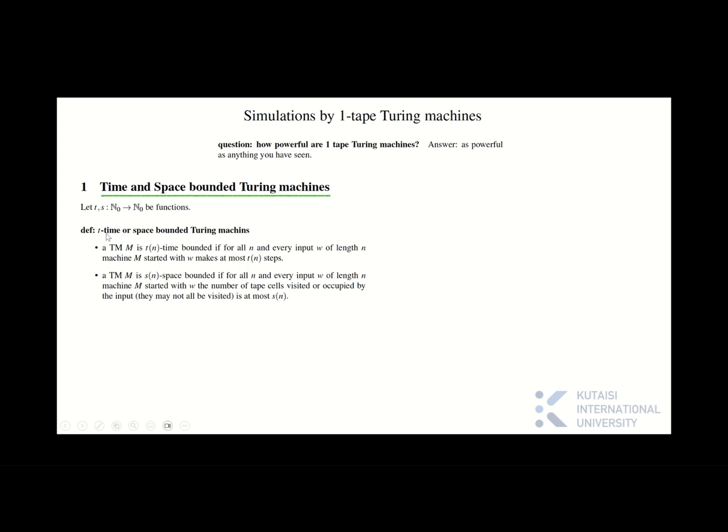The definition is for a time- or space-bounded Turing machine. So what is a time-bounded Turing machine? A Turing machine M is T(n) time-bounded. T(n) is a function now, so think of it as a function. I have two functions, imagine. Let's write it here. T(n) is a function from natural numbers into natural numbers, 0 included, let's say.